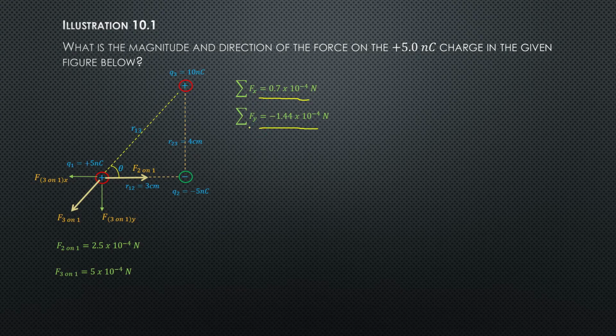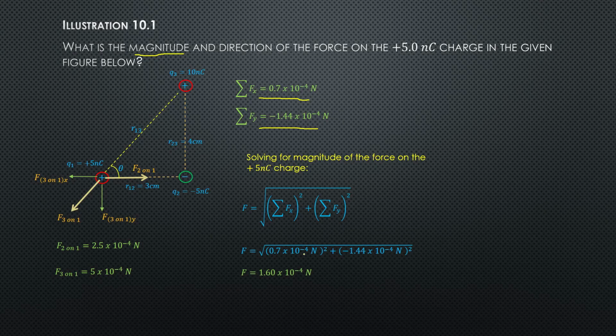Now, the resultant force, or the magnitude of the force, will be this formula: the square root of the summation of forces along x squared plus the summation of forces along y squared. Substituting the values will give us 0.7 times 10 negative 4 squared for the summation of x, and negative 1.44 times 10 negative 4 squared for the summation of y. Simplifying this equation will give us a magnitude of 1.6 times 10 negative 4 newtons.